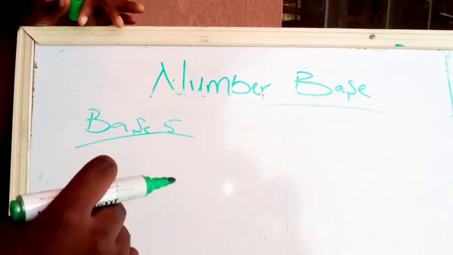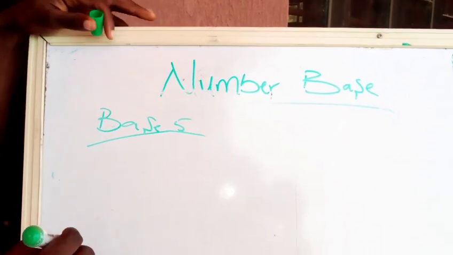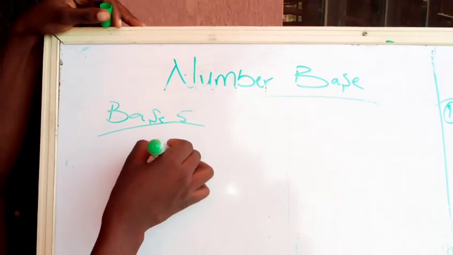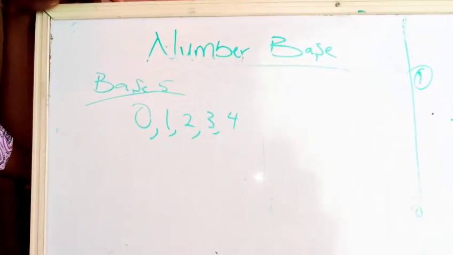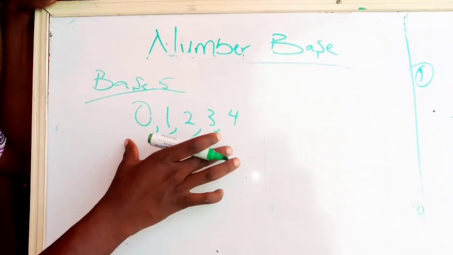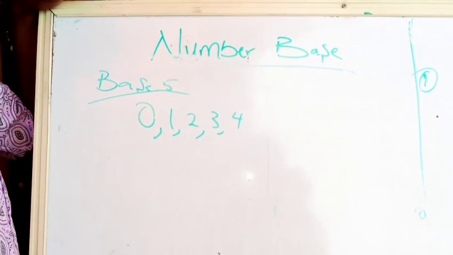Okay, so we're coming to base 5 numbers. Of course, you would have known the pattern by now that the base 5 number contains just 5 digits, which are 0, 1, 2, 3, and 4. Please, you must note that 5 is not involved in it because we have just 5 digits. Now let's take an example of addition in base 5.